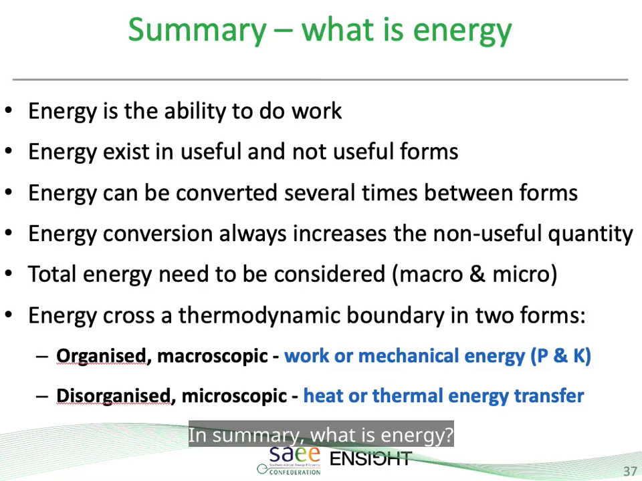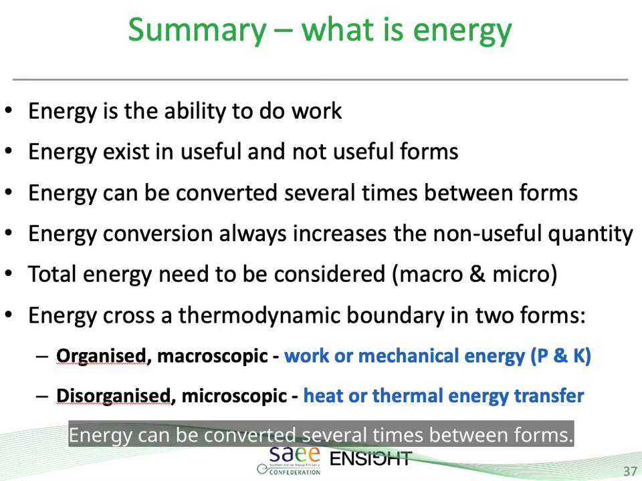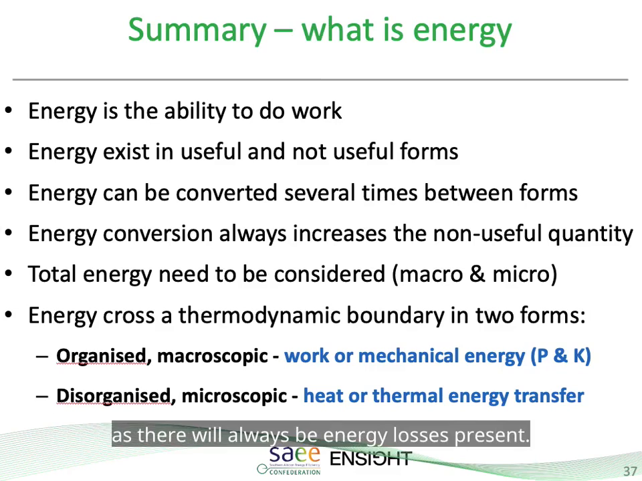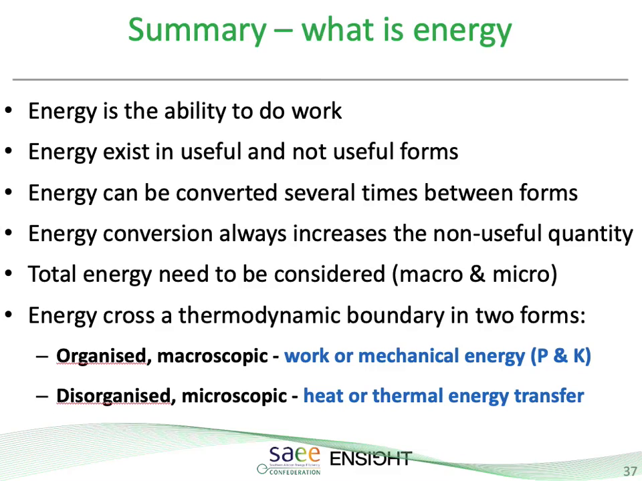In summary, what is energy? Energy is the ability to do work. Energy exists in useful and not useful forms. Energy can be converted several times between forms. Energy conversion always increases a non-useful quantity as there will always be energy losses present.